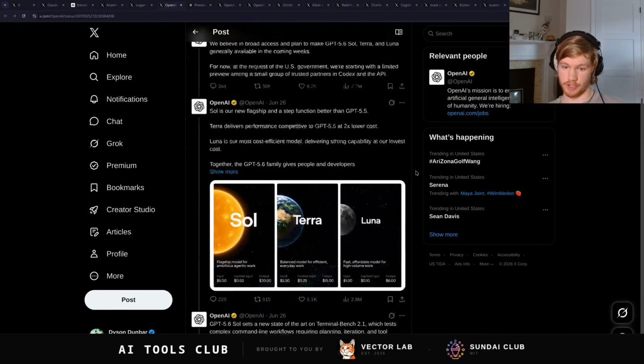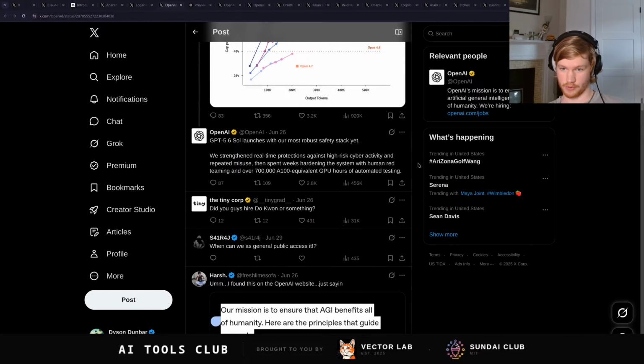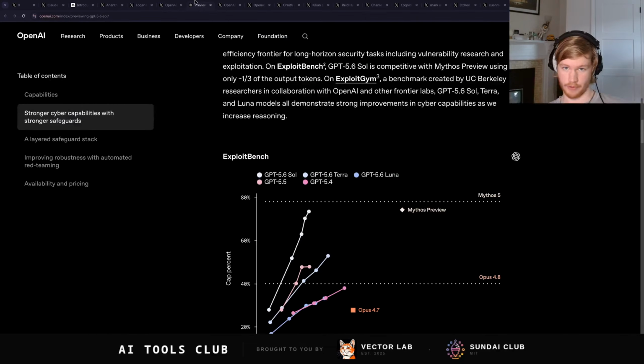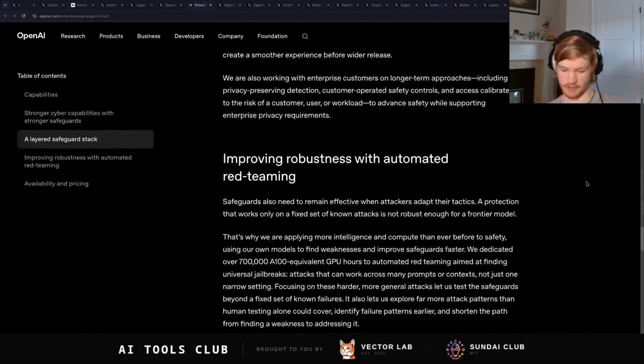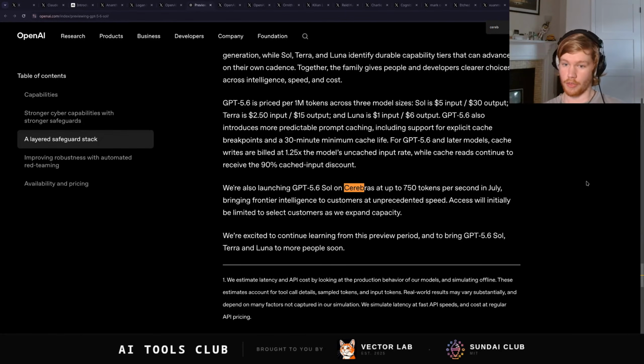And speaking of chips, buried at the bottom of the GPT 5.6 announcement, they announced, so they're I believe a 10% investor in Cerebras. They make custom inference chips, and they announced that Cerebras will be hosting the 5.6 Sol model, the big boy model, and that will allow it to go up to 750 tokens per second. They expect this to come online around July. Hopefully we actually have access to the model in July. I believe it was mid-July, they said.